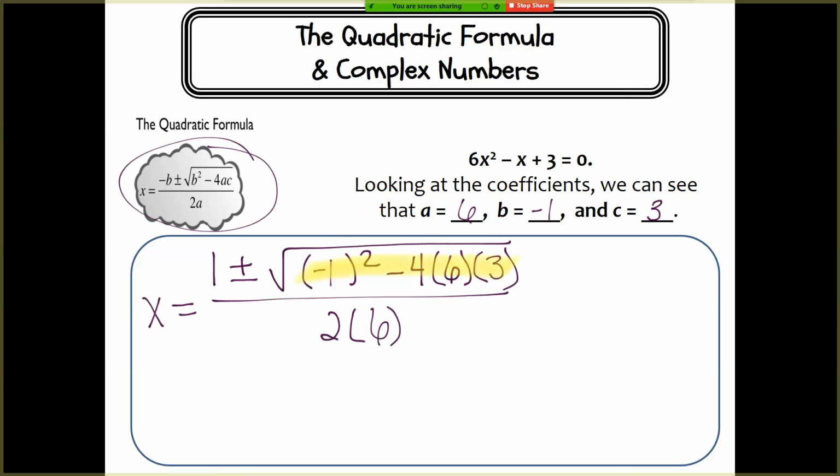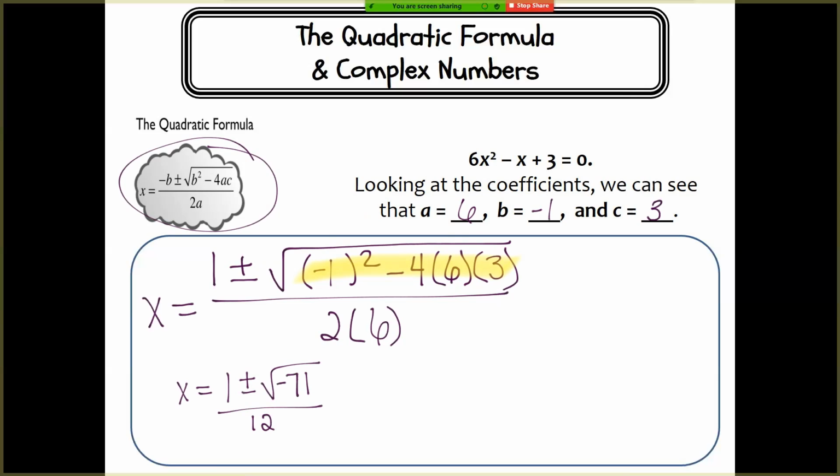And again, we're going to type this highlighted section into our calculator. Everything else we're going to leave the same. So x equals 1 plus or minus the square root of negative 71 when I type that in my calculator, all divided by 12.